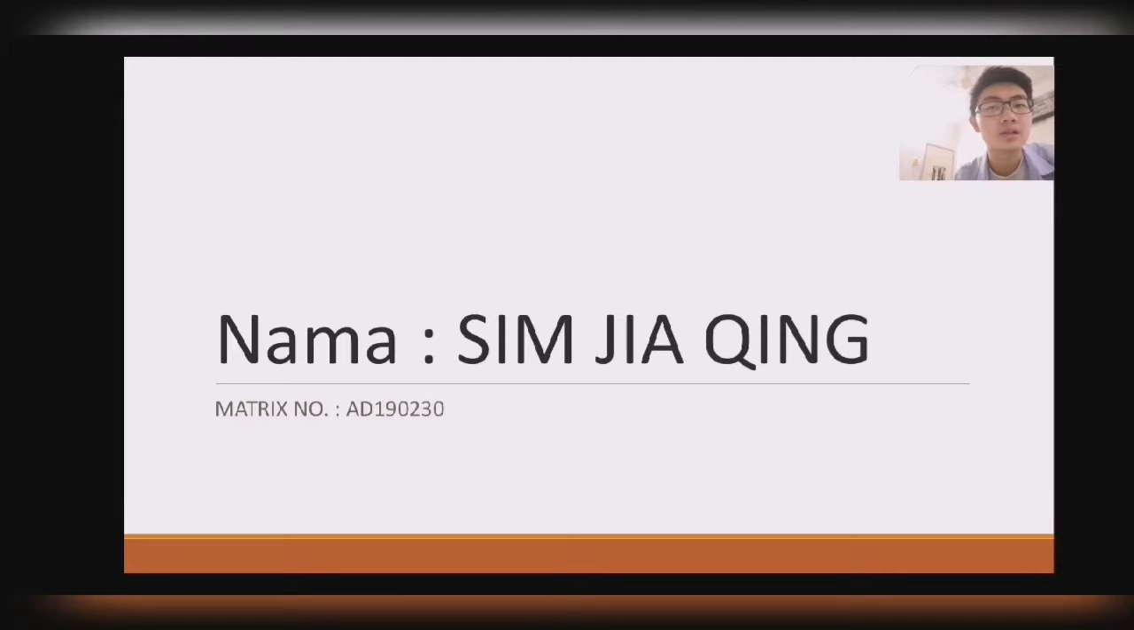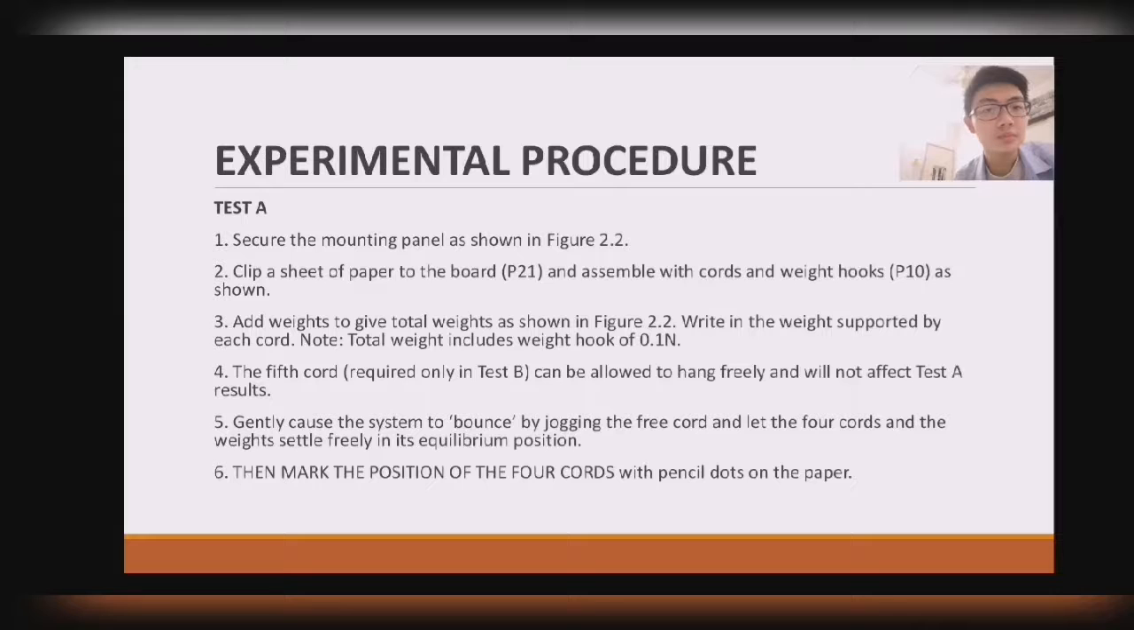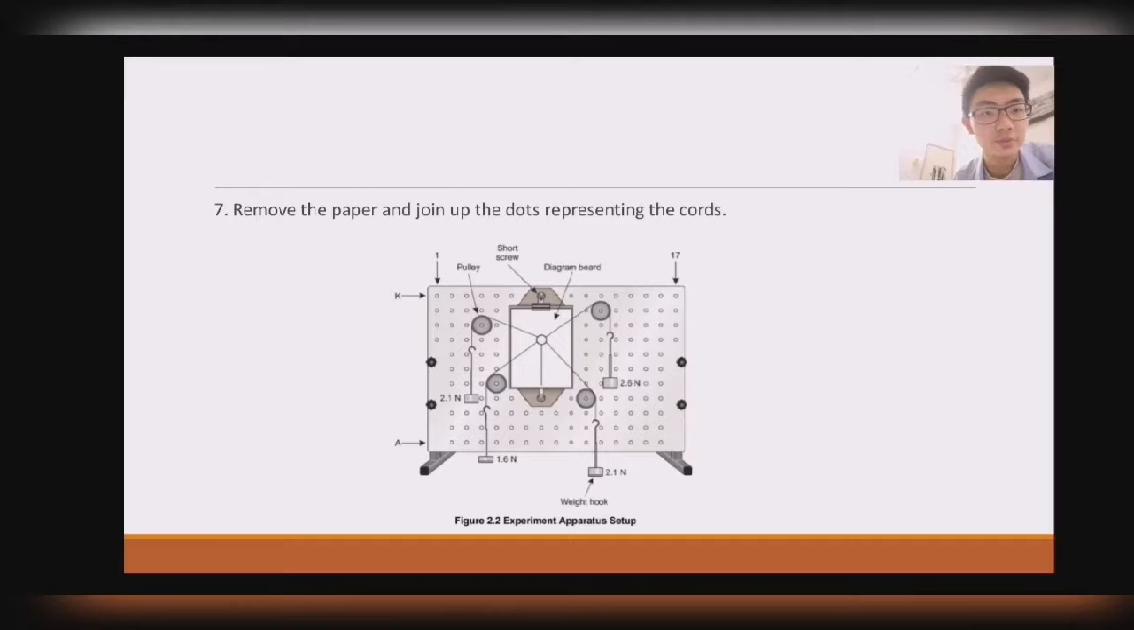Today I'm going to talk about the procedure of our experiment, the polygon of forces. So first we have two tests, test A and test B. For test A, first we secure the mounting panel as shown in figure 2x2. This is figure 2x2.